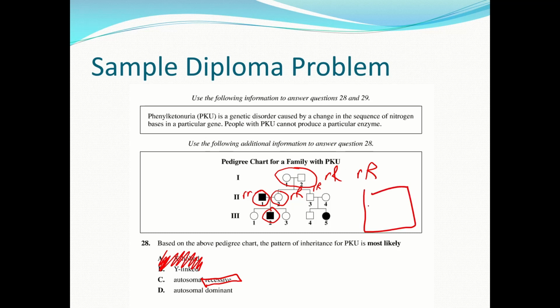If we do a pedigree chart, or sorry, a Punnett square, there's a 50% chance that their kids are carriers. There's only a 25% chance that their kid gets it, and a 25% chance that their kid is not a carrier for it. So yeah, I would say autosomal recessive would probably be the best answer for that.